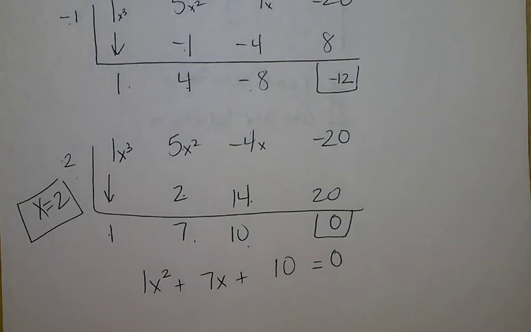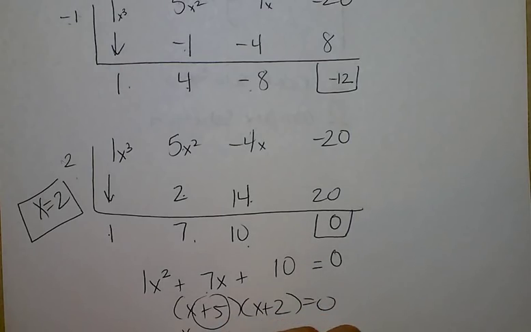Two numbers that multiply to equal 10 and combine to give you 7. x plus 5 and x plus 2. That means one answer is -5. The second answer is -2.